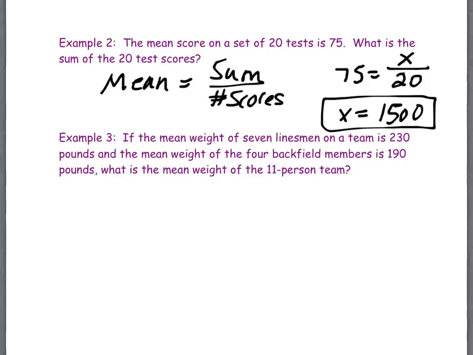Yeah, we can do basically what I did on the last problem. We can find the total number of pounds of each of the two groups, and then we can add them together and then divide by 11, right? Because there's 11 people. All right, so let's take our 230 pounders first. So we have the mean, which is 230, equals our number of pounds, I'll call it X, over 7 linesmen, right?